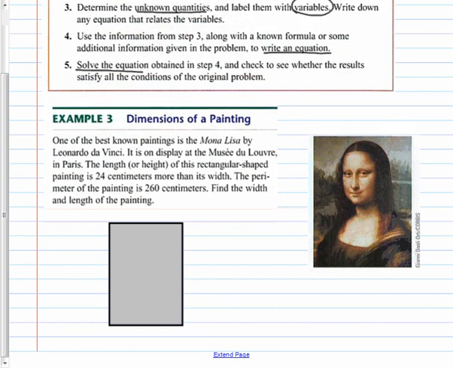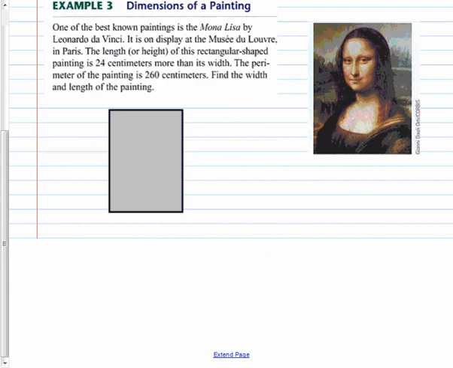One of the best known paintings is the Mona Lisa by Leonardo da Vinci. It is displayed in the Louvre in Paris. The length or height of this rectangular shaped painting is 24 centimeters more than its width. So here I have the Mona Lisa. I will be famous someday. There we go. I have the Mona Lisa. Well, she does have shoulders. All right, there's the Mona Lisa. The length or height, 24 centimeters more than its width.